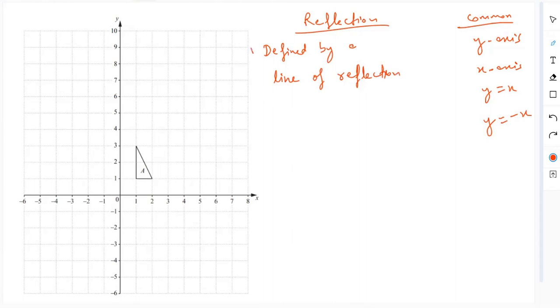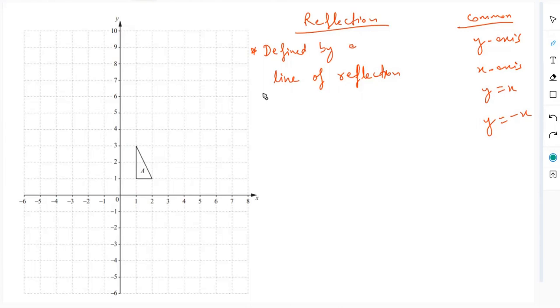Let's take one of those common transformations that I wrote on the right. Let's say reflecting in the y-axis, right? Let's say I want to reflect this figure in the y-axis. The figure I have is a triangle, and I have to reflect it in the y-axis. How would I do that?